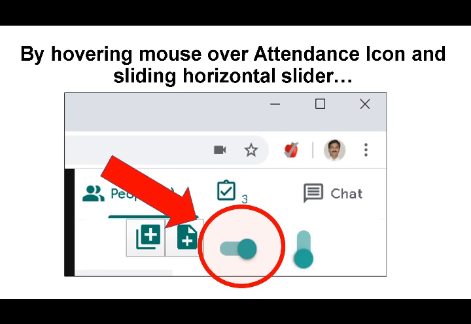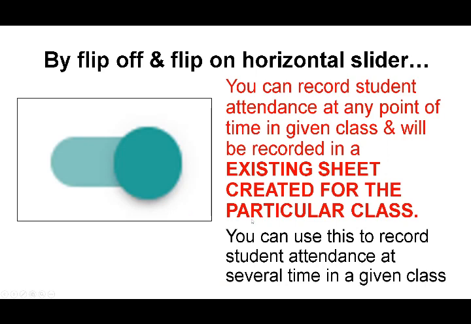By hovering the mouse over the attendance icon, what does the horizontal slider do? By flipping off and flipping on the horizontal slider, you can record the student attendance at any point of time in a given class, and it will be recorded in the existing sheet created for that particular class. So you can use this to record student attendance several times in a given class.